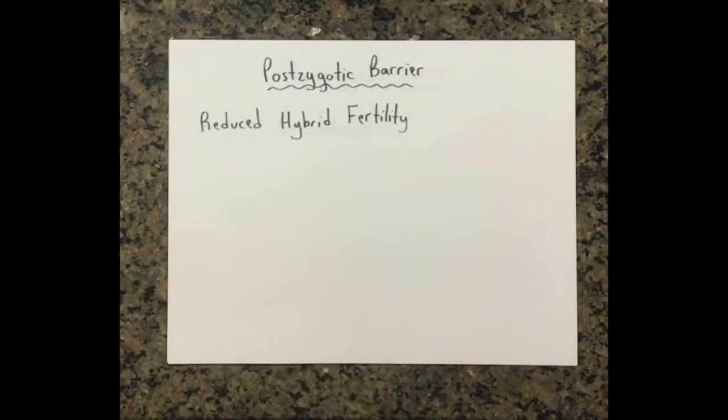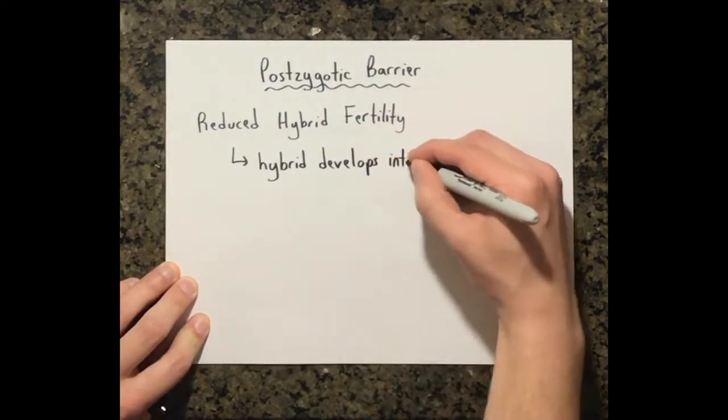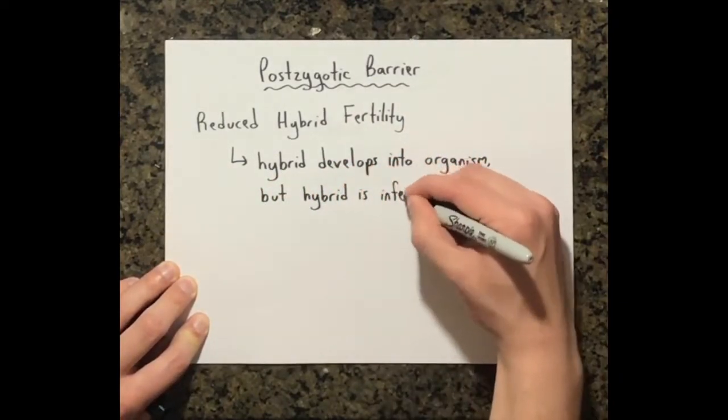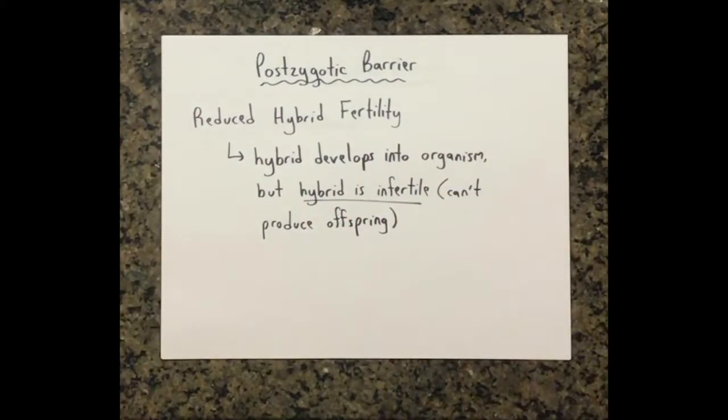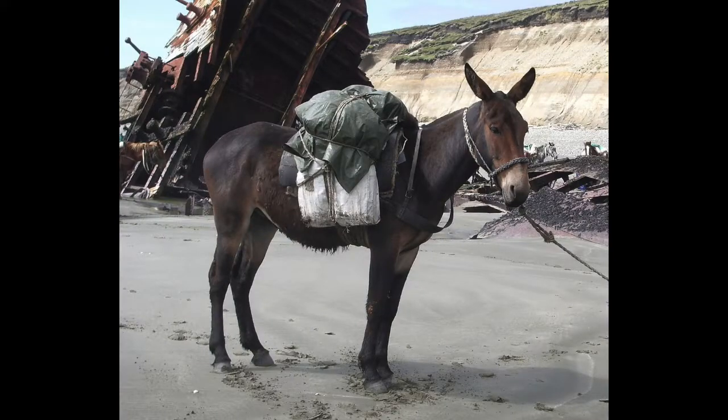Reduced hybrid fertility occurs when the hybrid zygote develops into a relatively healthy organism, but the hybrid organism is unable to reproduce itself. As an example, a horse and a donkey have the ability to interbreed to produce a mule, but all mules are naturally sterile.